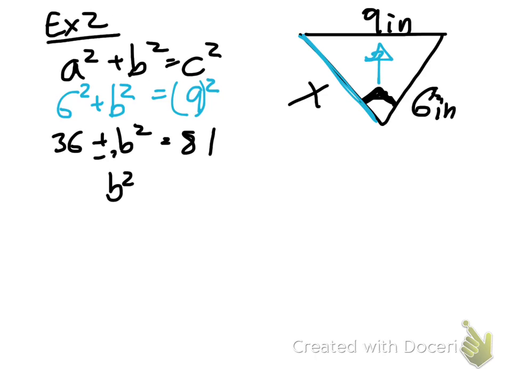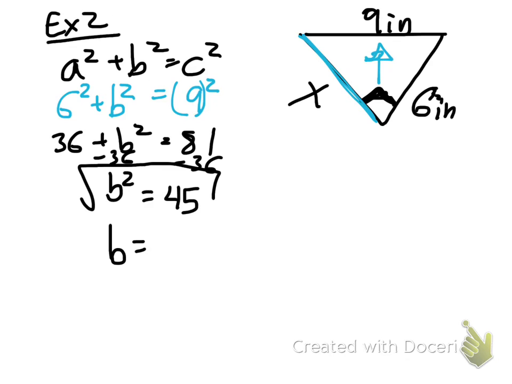I'm going to subtract 36 from both sides, isolate B. B squared equals 45. Now I need to take the square root of both sides. B equals the square root of 45. Now, there isn't a perfect square for 45. 5 times 5 does not equal 45, 6 times 6 does not equal 45, 7 times 7 does not equal 45. So you're going to need to use estimation.